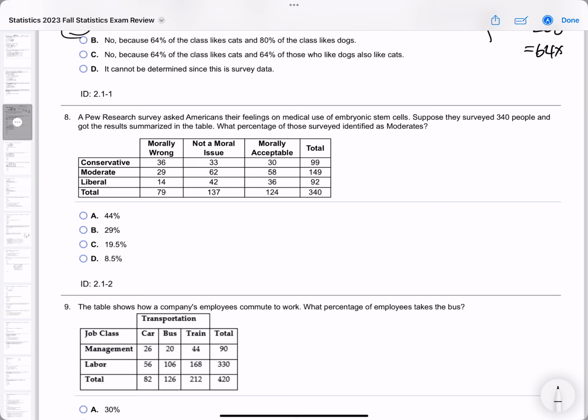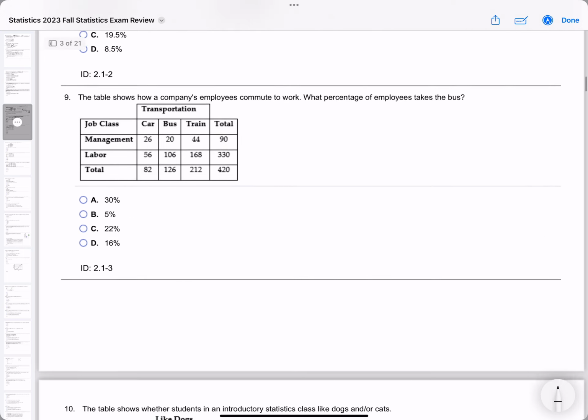Number 8, you can see this one asks what percentage of those surveyed are moderates. So when you see moderates, you go, okay, 149 over 340. And 149 divided by 340 is equal to 43.8%, and that's about 44%.